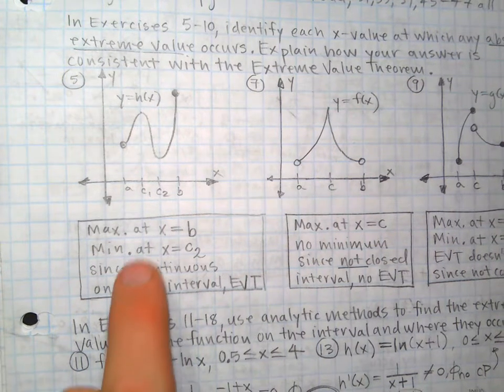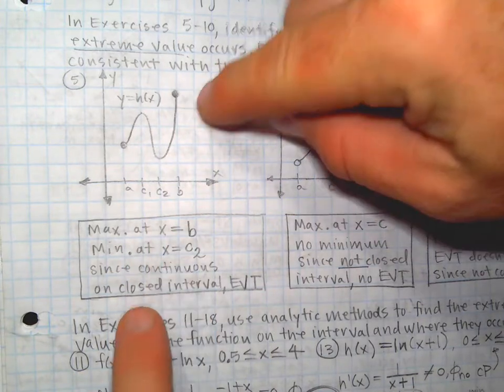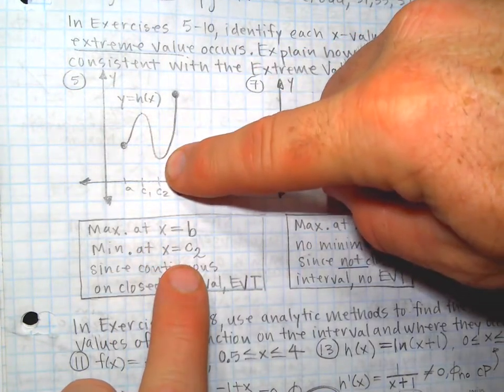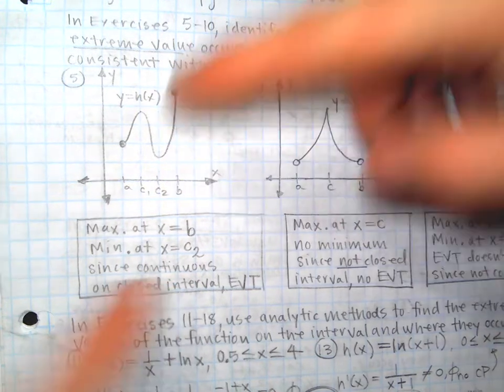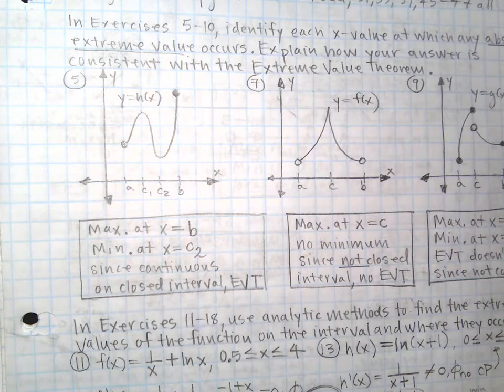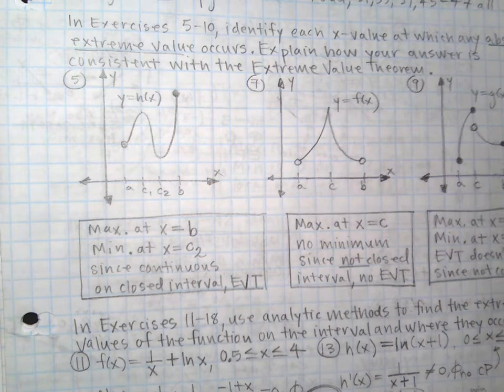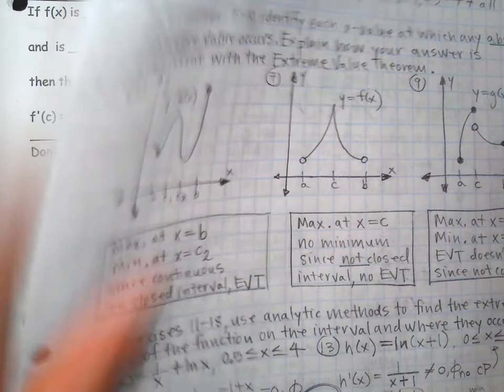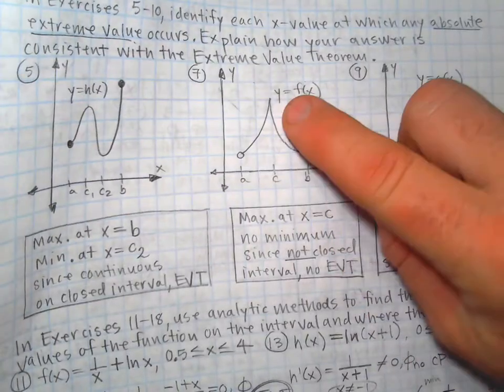So this first one, I would say there's an absolute max at x equals b and a min at x equals c2. And this is consistent with the extreme value theorem because the conditions in order to use extreme value theorem, that it's continuous and on a closed interval, are met. So makes sense. Problem 7, the absolute max value is c.